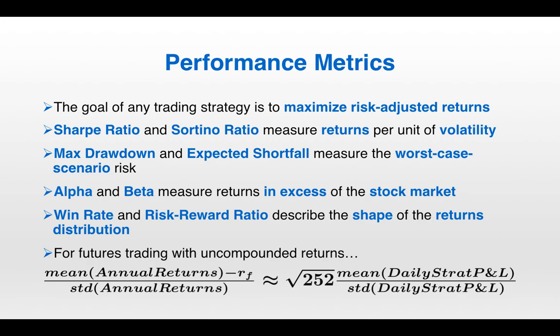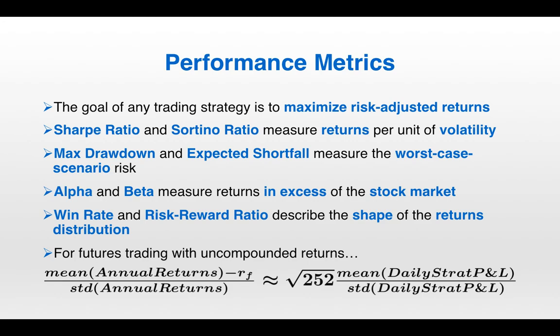The Sharpe ratio and the Sortino ratio measure returns per unit of volatility, with the Sharpe ratio looking at the overall volatility, the Sortino ratio looking just at the volatility of negative returns, the downside deviation. Max drawdown and expected shortfall measure the worst case scenario risk. They're both looking at the far left tail of the returns distribution, the negative tail.